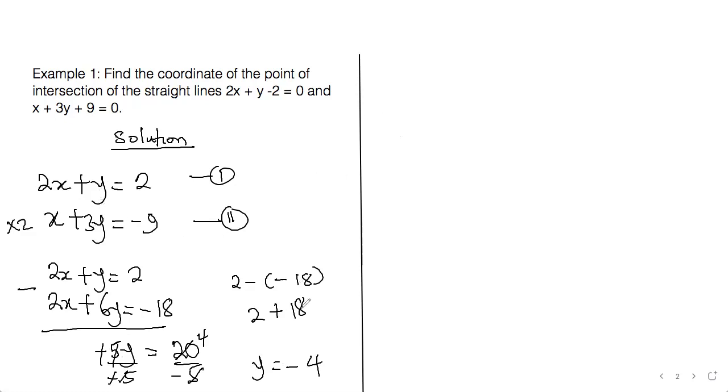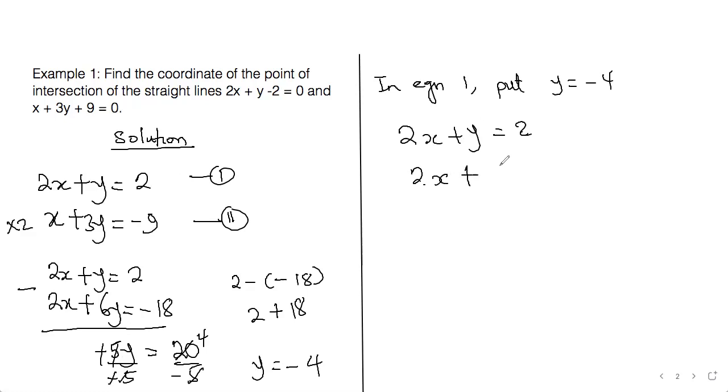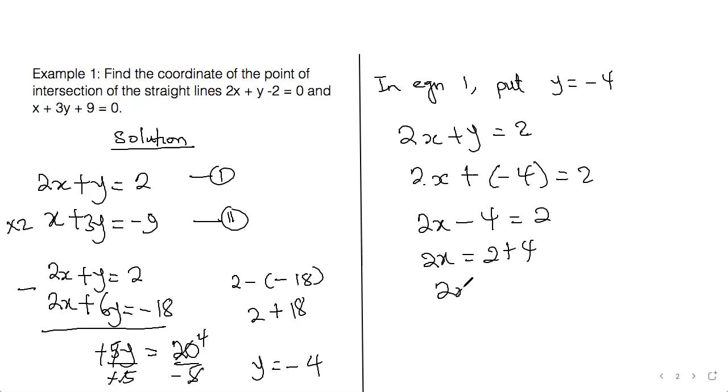So if I substitute y equals minus 4 into equation 1, so put y equals minus 4. If we do that, we have 2x plus y equals 2, then 2x plus minus 4 equals 2. So 2x minus 4 equals 2. 2x equals 2 plus 4. 2x equals 6. Then you divide it by 2. Then you have x as 3.